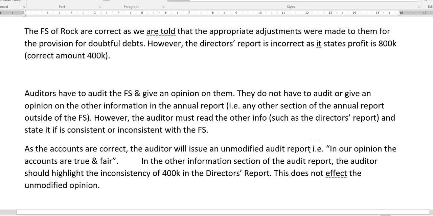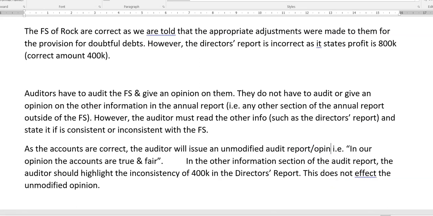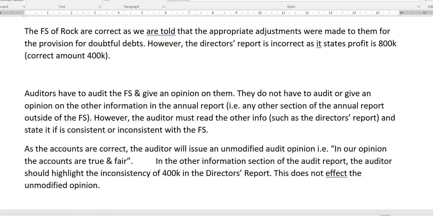so sometimes I just say report or opinion, so it's an unmodified opinion really, I suppose. Not a biggie. Okay, that's that one.